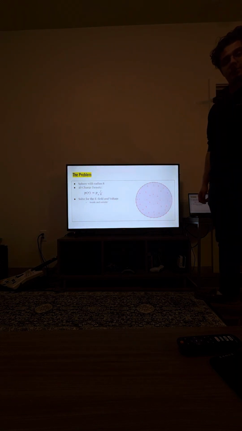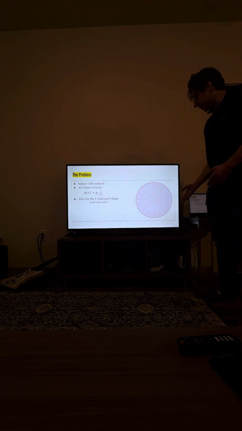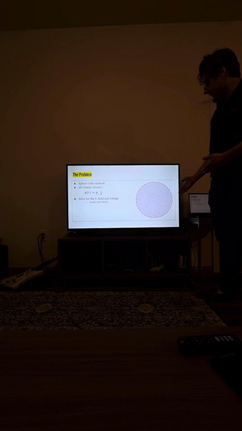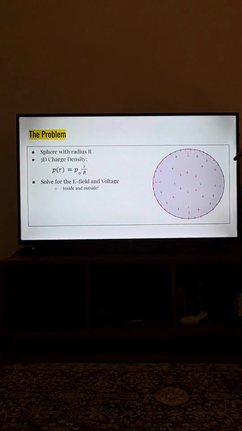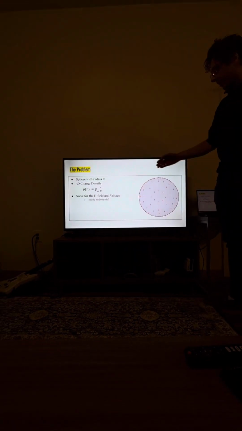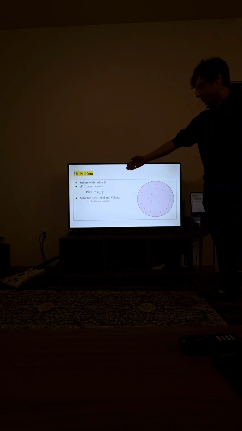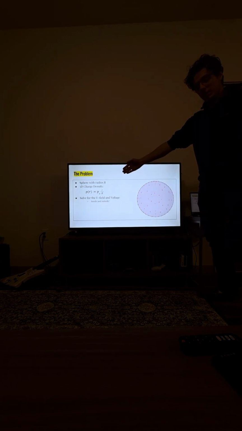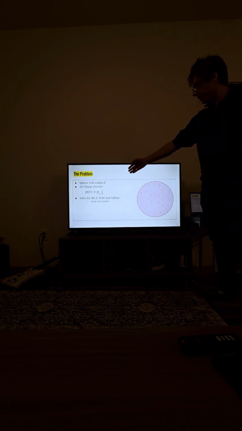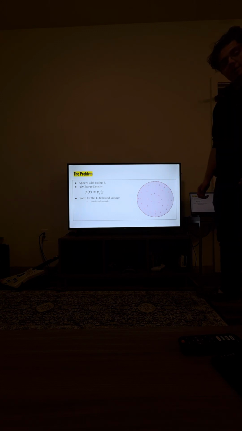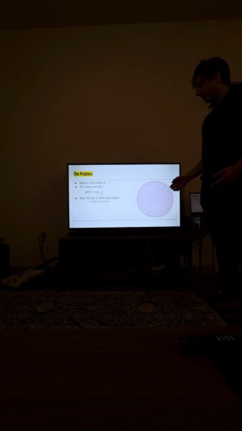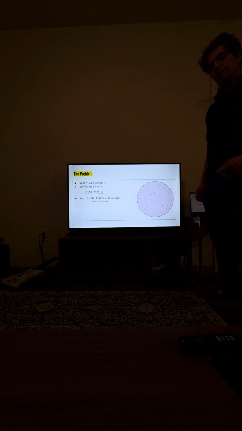Let's start by looking at the problem. We can see to the right we have a sphere with radius R and some charge around it. We also see that we have a 3D charge density given by the function rho of r is equal to rho naught times small r divided by big R. And in this problem, our goal is going to be to solve for the electric field and the voltage inside and outside of the ball.